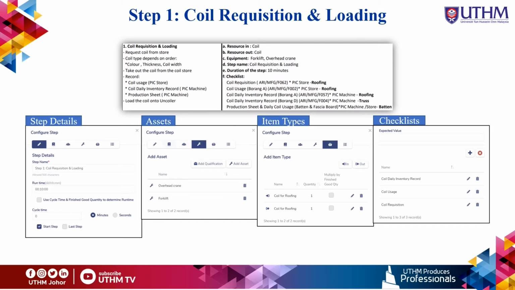These are the common steps we use for all the steps. Firstly, we configure the step details, then we configure the assets, then we configure the item types, and lastly we configure the checklists. These are the elements we use for all the steps of the roofing manufacturing. Let's see the detail of the next step.